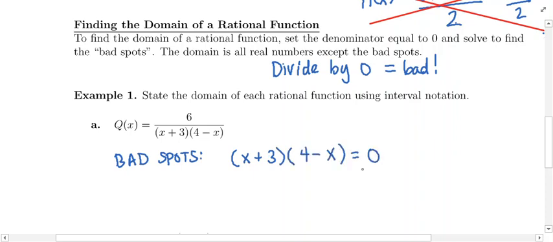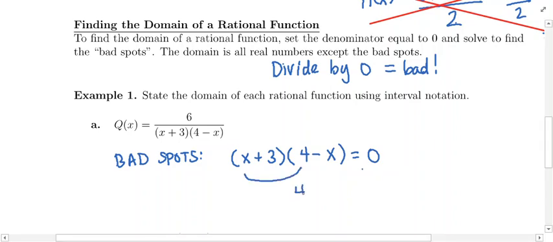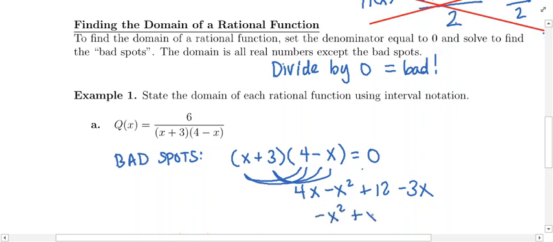We're trying to figure out the x values that make the bottom 0 if you were to plug them in. So how do we solve something like this? Your first thought might be, well, I need to FOIL this out. If you did that, you would get 4x, then negative x squared, then plus 12, and then minus 3x. So actually you're making it more complicated. If you clean this up, combining like terms, the denominator is quadratic.